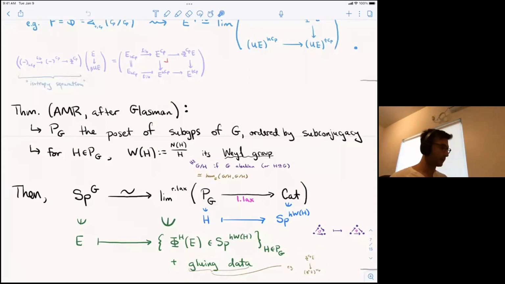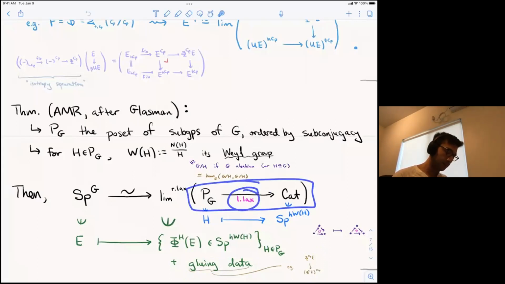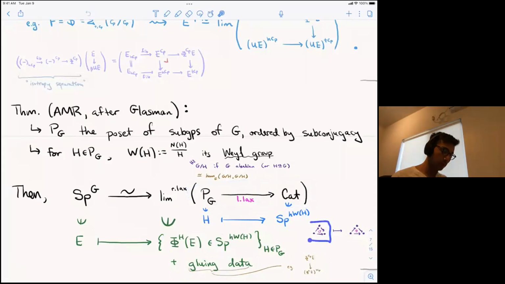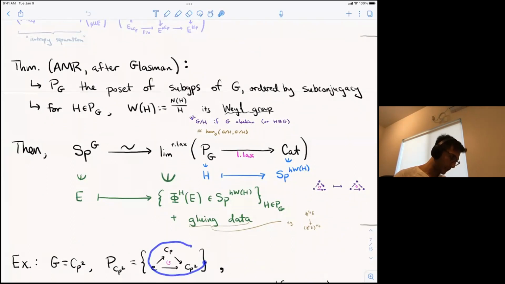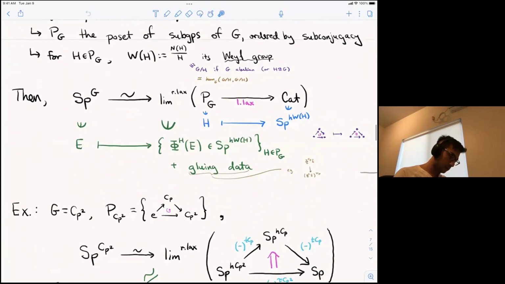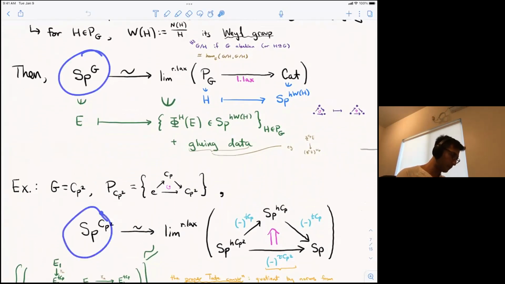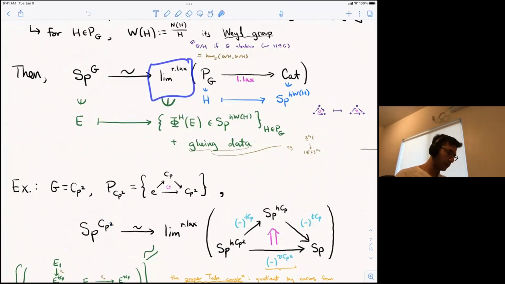And then there's one other thing going on here, which is that this is actually not an ordinary functor, but rather a left lax functor. What that means is that it takes commutative triangles to laxly commutative triangles. Rather than talk in any generality about what that means, let me just describe the example. So the example is CP squared spectra. Now its poset of subgroups is like this. We've just got the trivial subgroup, CP, and CP squared itself. And so the theorem says that genuine G spectra, genuine CP squared spectra, are the right lax limit of this diagram.